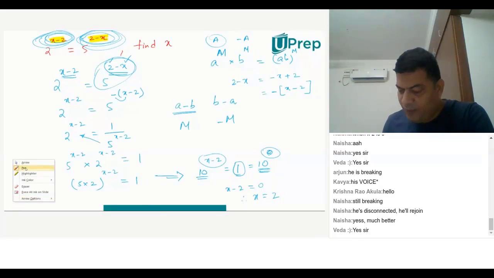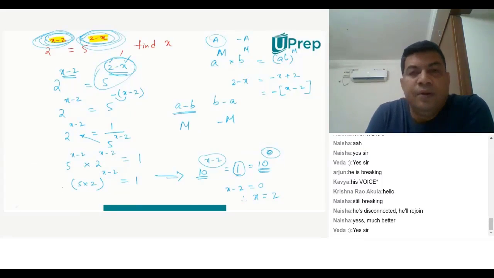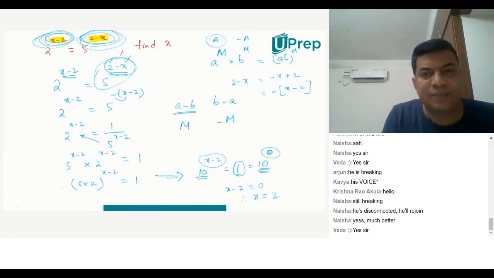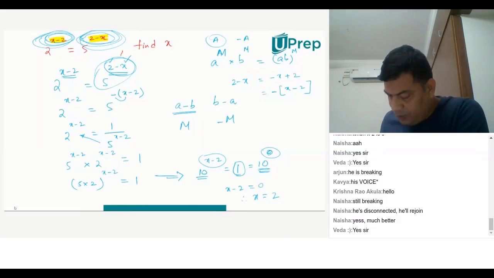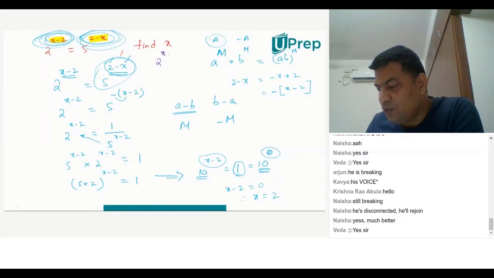So that's one way of solving this problem. Now let's use the fundamentals of something that we learned, which I think Akshat has applied in this problem. What we can do with this problem? Just give me a second. Let me change the color of the pen. So when I see 2 power x minus 2 is equal to 5 power 2 minus x.